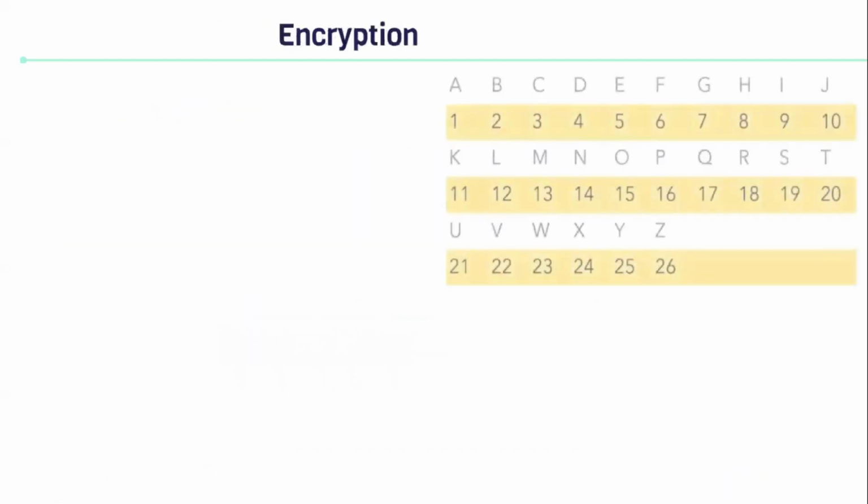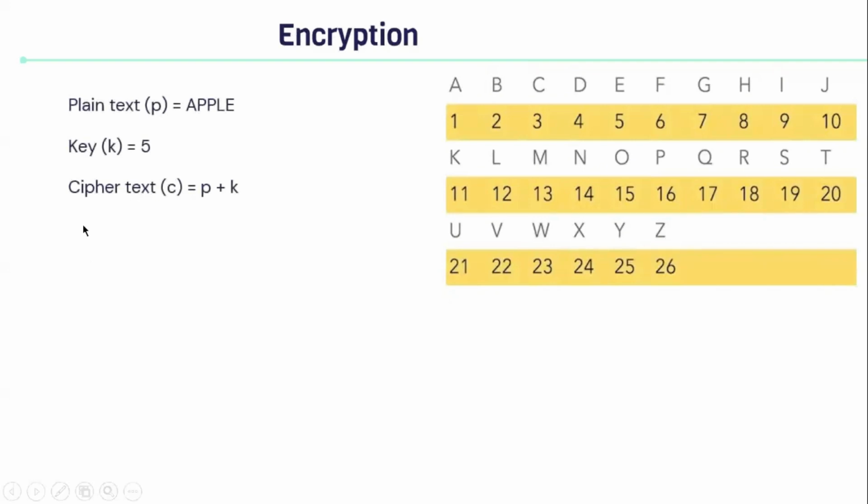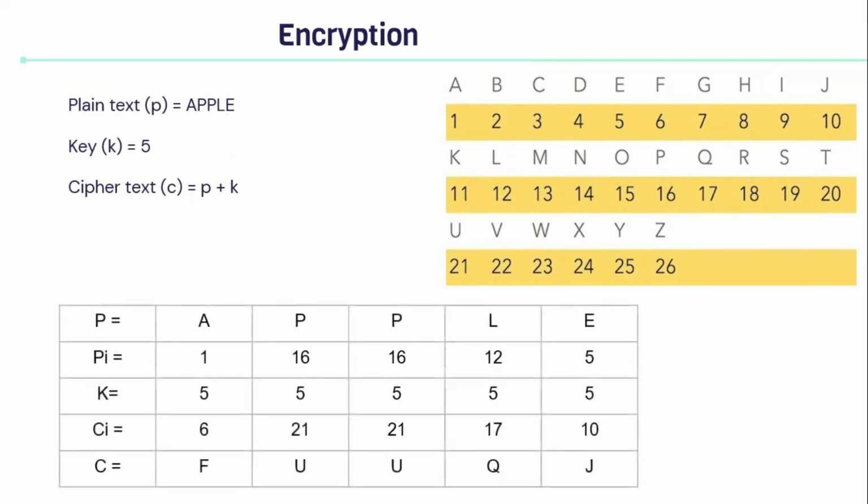Here is one more example. These are the index values from A to Z. A is 1 and Z is 26. Here we have the plain text P, which is apple. Then we have the key value, which is 5. And then the ciphertext C equal to P plus K. So this is how the encryption works for the Caesar Cipher algorithm.